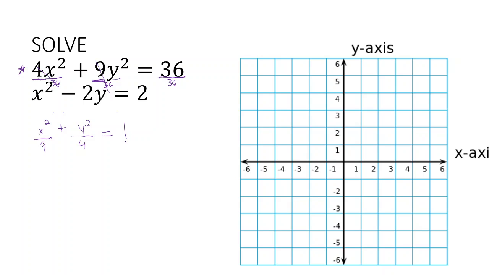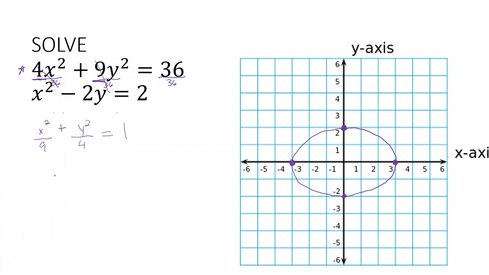I can graph that pretty simply. It's an ellipse, like I said, because they don't have the same coefficient. It's not r squared. The center of this is at 0, 0. I can go over 3 in the x, over 3 in the other direction, up 2 in the y, down 2 in the y. Connect the dots in a circular fashion so it looks like an egg. And there we go. Okay?